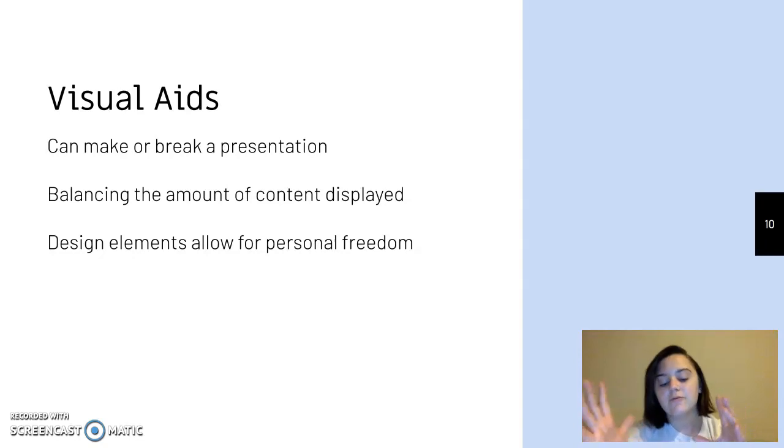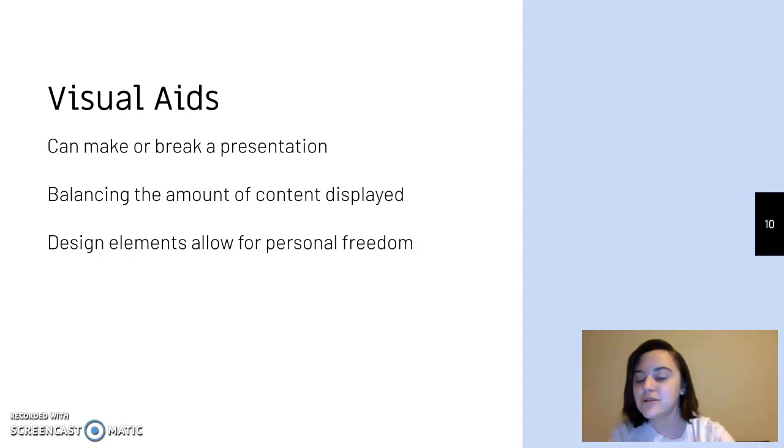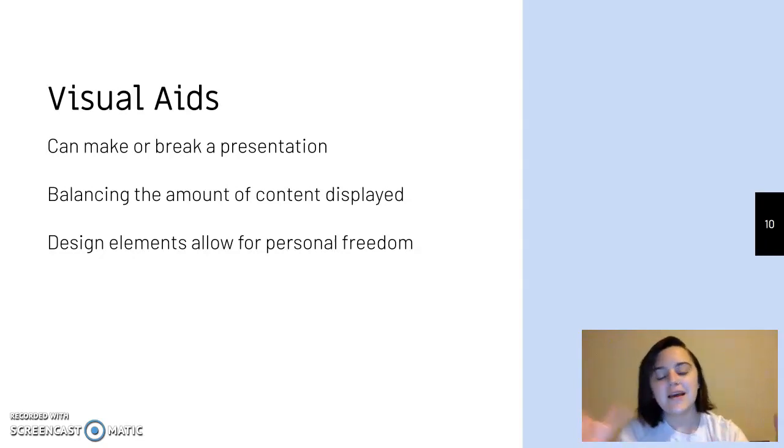I am very opinionated about what the design should look like, and if people have giant paragraphs of information on their slides, I get frustrated. Or if there's a bunch of colors and weird fonts that you can't read, I get frustrated. So yeah, I also want to point out that there's a balance with this, also with the amount of content you display.